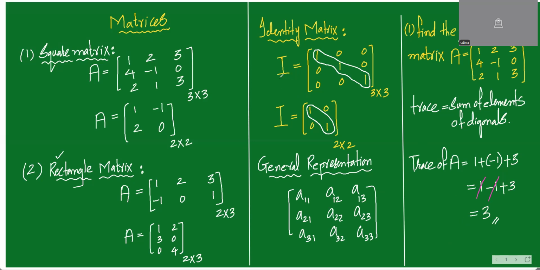If I ask you for an example, can you find the trace of this identity matrix? What is your answer? This one, the identity matrix: 1, 1, 1. Only adding, so 1 plus 1 plus 1 is equal to 3. Got it? That's it. Moving to the next.